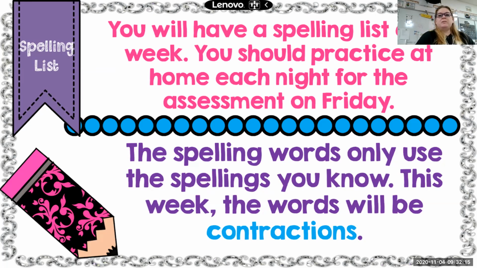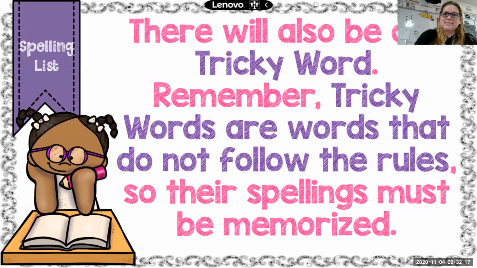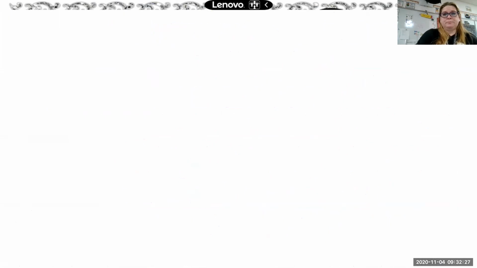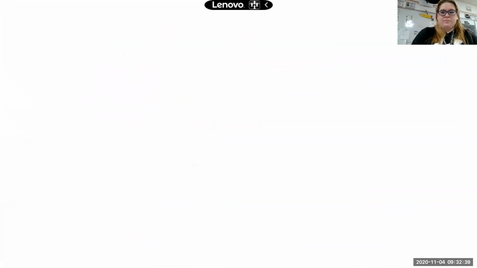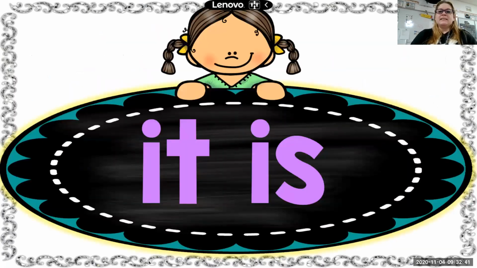So the spelling words only use spellings that we know. And this week we'll be doing contractions. And there will also be one tricky word, but remember, tricky words are words that do not follow the rules. So you just have to memorize how they are spelled. So let's review each spelling word one at a time. First, we're going to read the word without the contraction. Then we will make the word into a contraction. So our first one is it is.